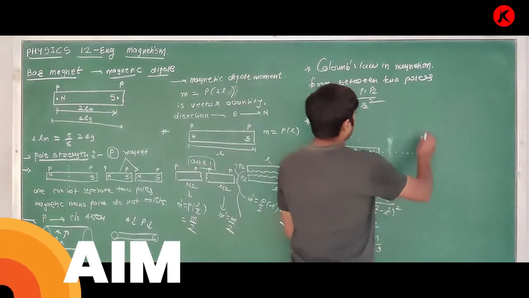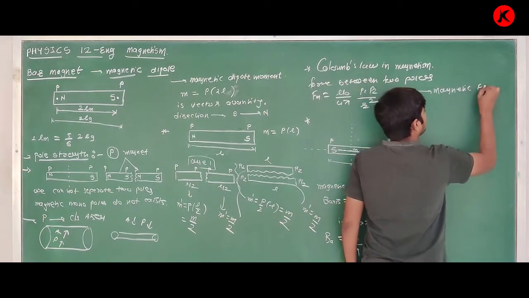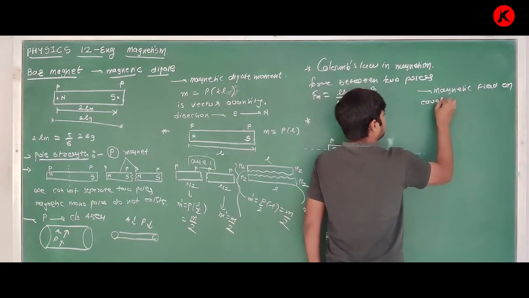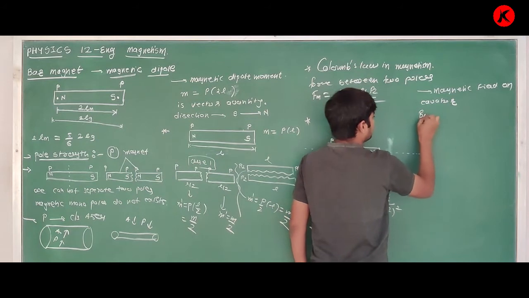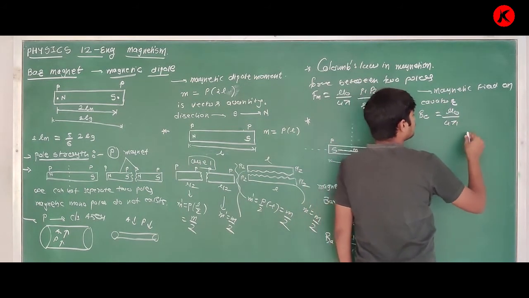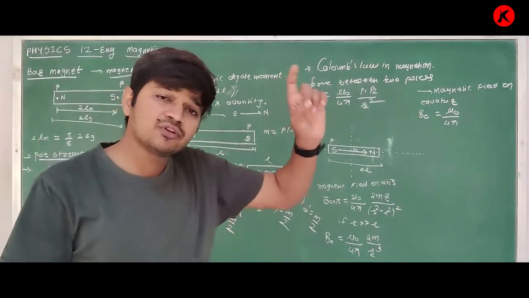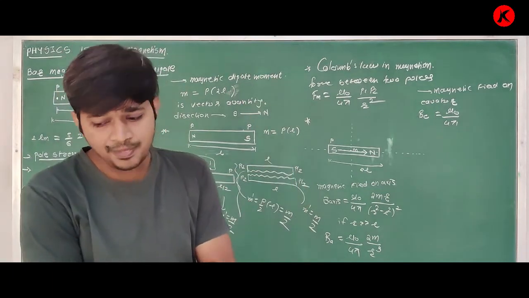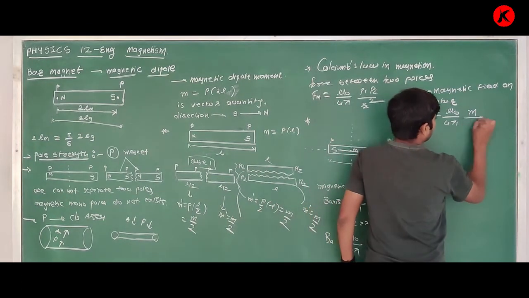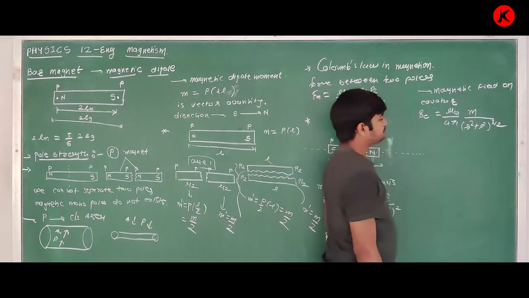Now, what is magnetic field on equator? Magnetic field on equator, B E, is again mu 0 upon 4 pi. Its equation is again simple. If you remember the equation of electric field, then you can easily derive it. That is mu 0 upon 4 pi, M upon under root r square plus l square raised to 3 by 2.